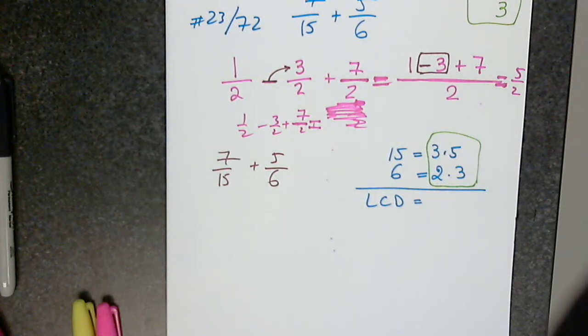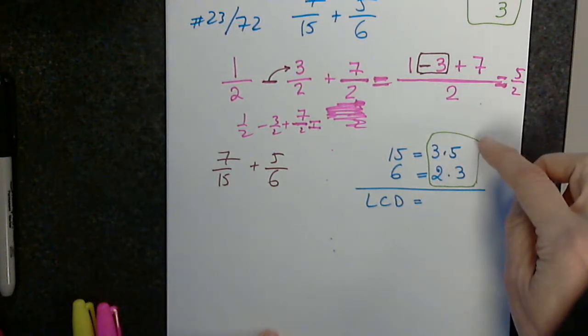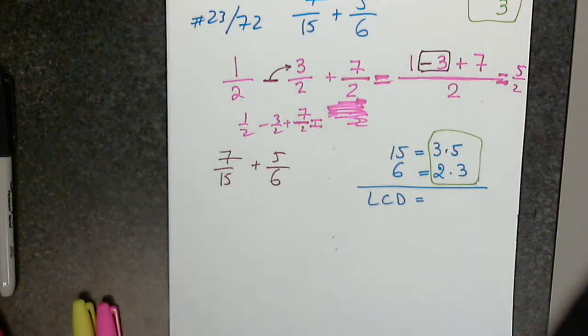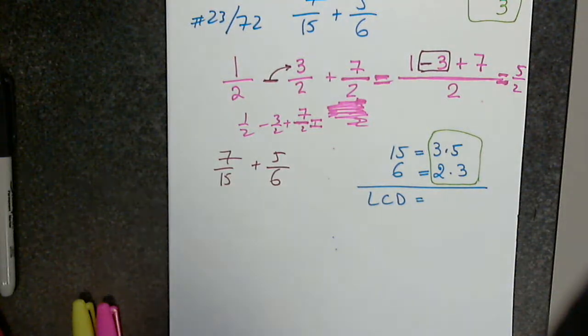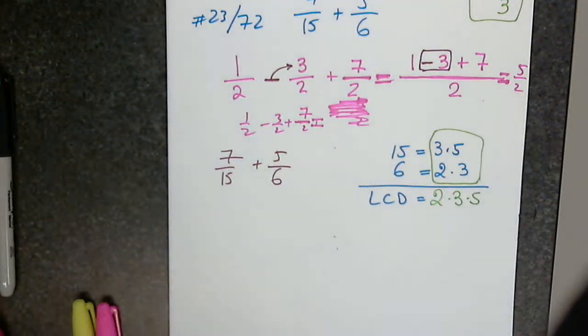How many different prime numbers do I see there? One more time. Prime numbers are 2, 3, 5. In this green box, how many different prime numbers do I see? 3 different prime numbers. All of them have to be in the least common denominator.